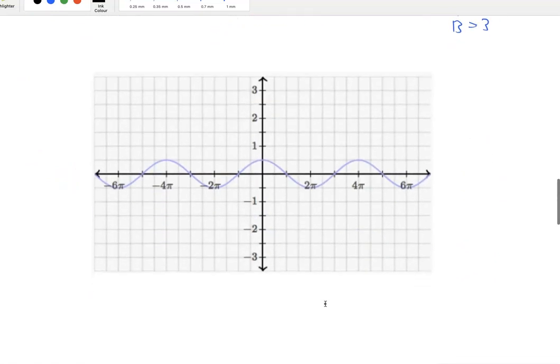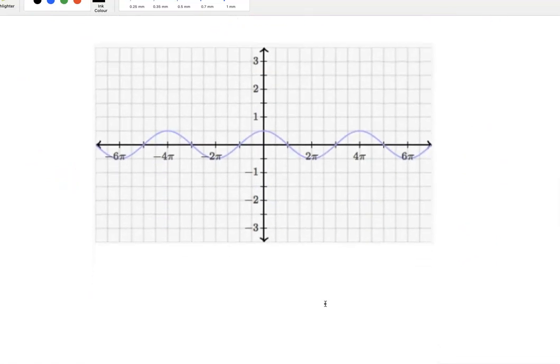Let's try another, right? And you try first, pause it, and see if you get the same. Well, amplitude in this one, well, from my midline, I'm going up. What's this? This is a half. And what's this? This is negative a half. Oops, negative 1/2. So my amplitude, up a half, down a half, is a half. Again, if you're not sure, max minus min divided by 2.